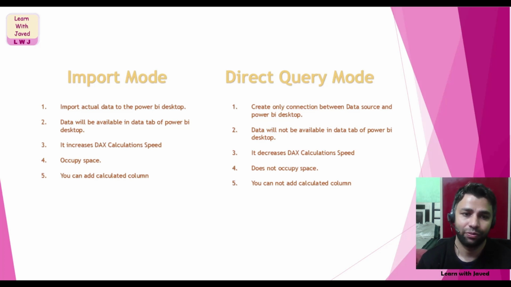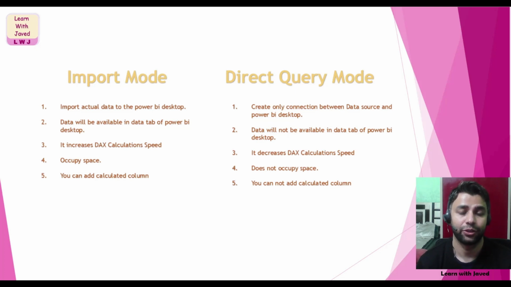Okay. The fourth point is space. When we choose import mode, it actually retrieves the data to the Power BI desktop. So it means it is storing the data somewhere and occupying space. On the other hand, if I talk about direct query mode, it just creates the connection between the data source and Power BI desktop. So it does not retrieve the physical data to the Power BI desktop, it just creates the connection, right? So it does not occupy space. I hope it's clear.